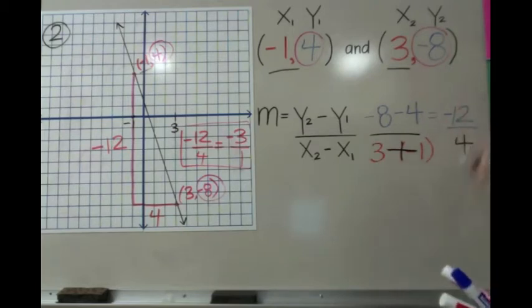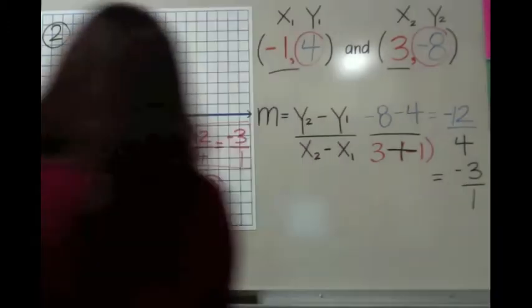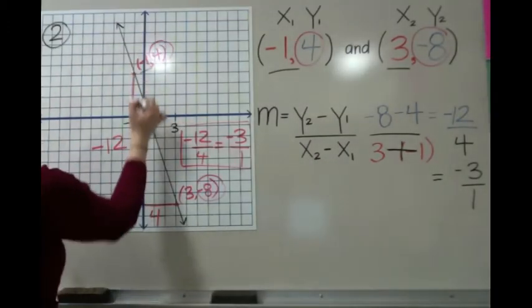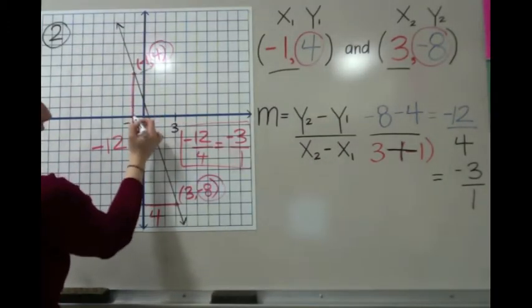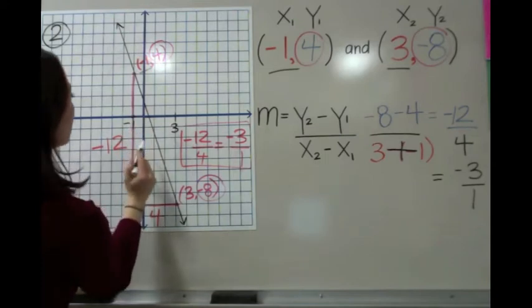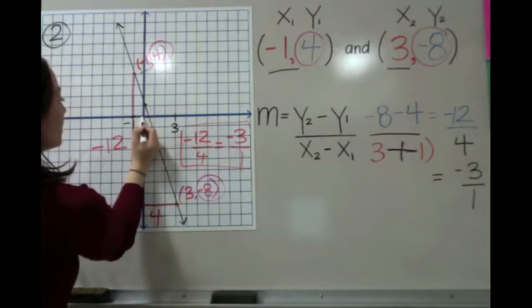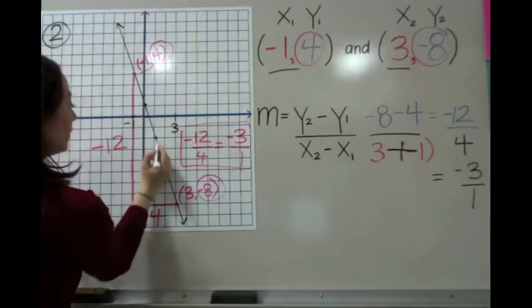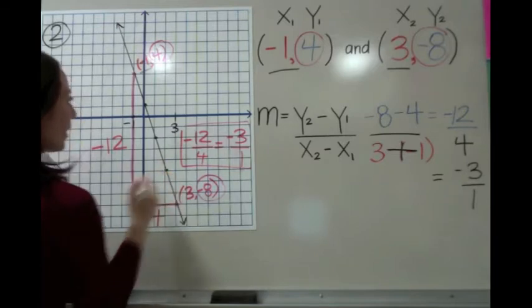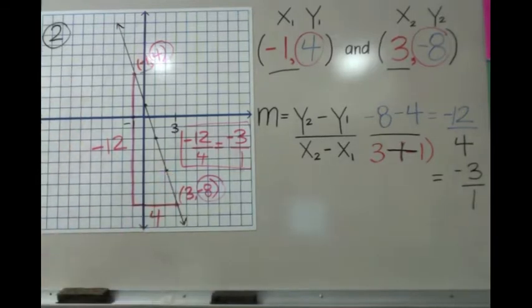And we find here that -12 over 4 is actually the same as -3. If you want to put it over 1, you can. We can see that, right? Okay. So that is basically saying if I start here and I go down 3, down 1, 2, 3, and over 1, I would be at the line. I would be at a point on the line. Down 1, 2, 3, over 1. Okay? Go ahead and get that down.